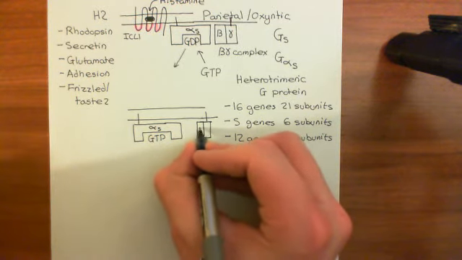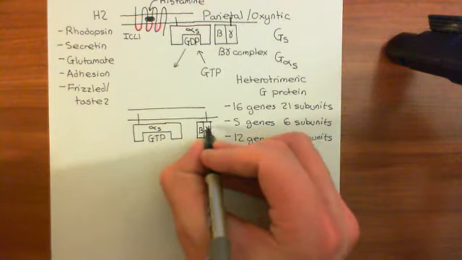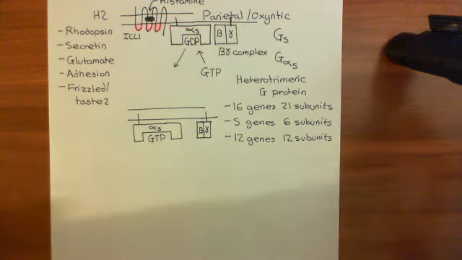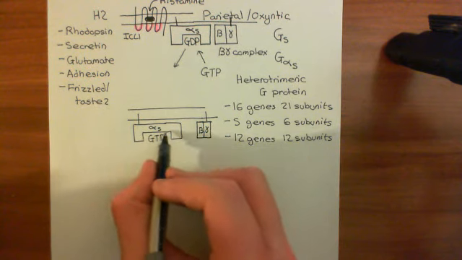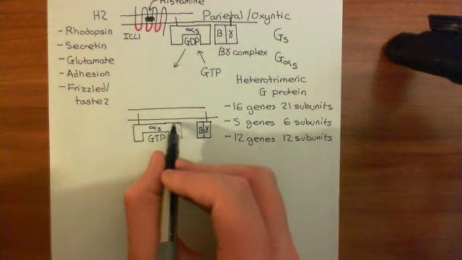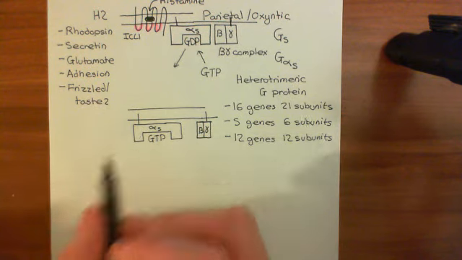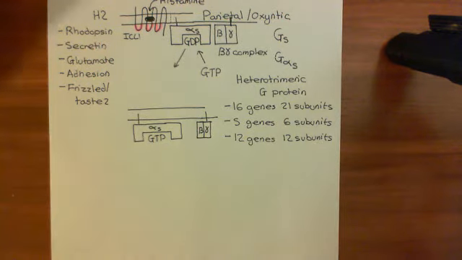Okay, now both of these structures, the beta-gamma complex and the alpha S GTP, can go off and activate downstream targets, but we will focus on the downstream targets activated by the alpha S GTP subunit. Okay, and we'll see these downstream targets in the next video.